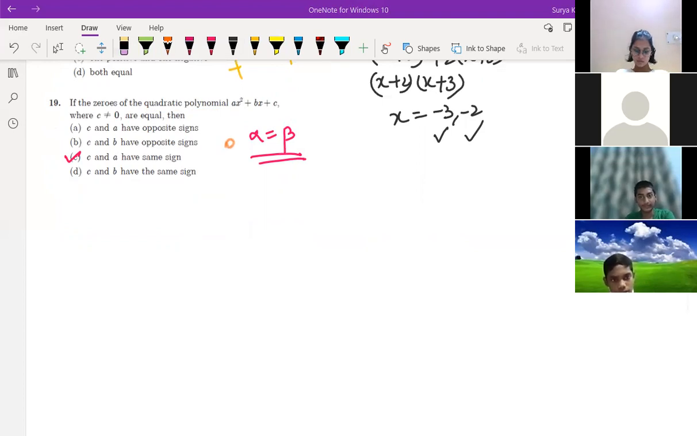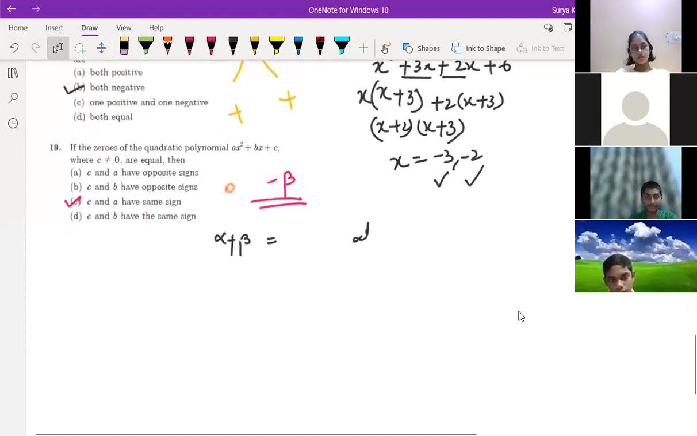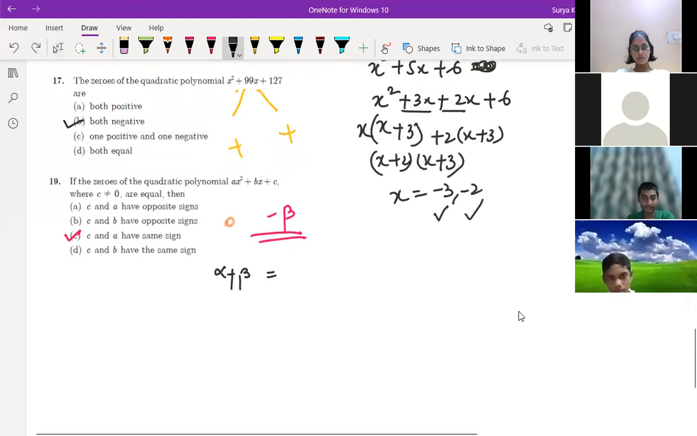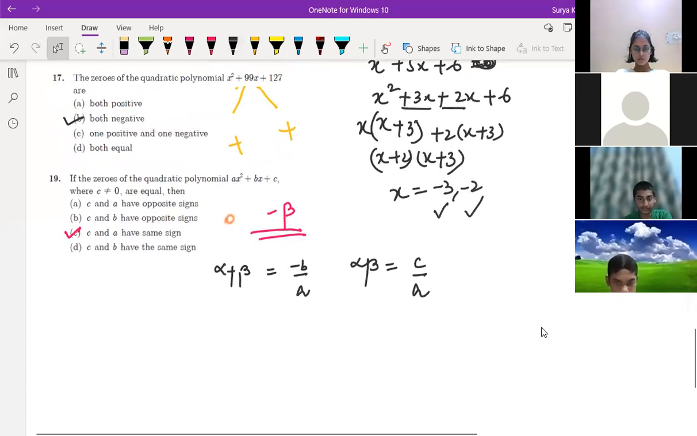So let's check the solution. It says C is the correct answer. Yes. Okay, but how to solve? That is what I'm asking. How to solve this? So that also you can check. Sir, alpha plus beta, you know, alpha plus beta and alpha beta. What are alpha plus beta and alpha beta in this case? Sir, alpha plus beta is minus B by A. Alpha beta is C by A. Okay. After this, both will be what? They are saying equal. Equal means what to do?